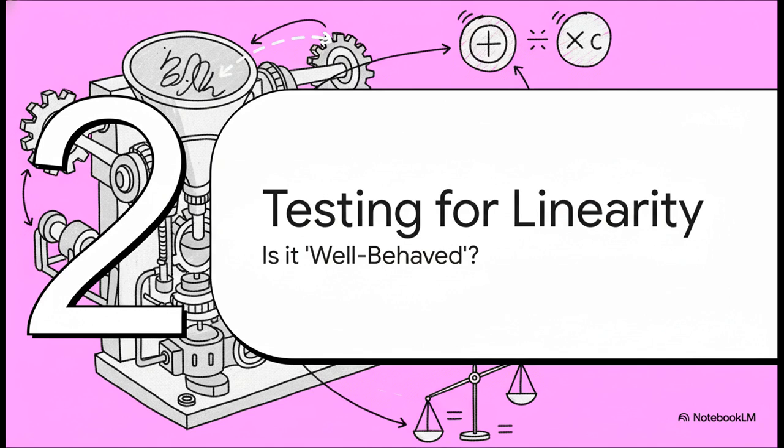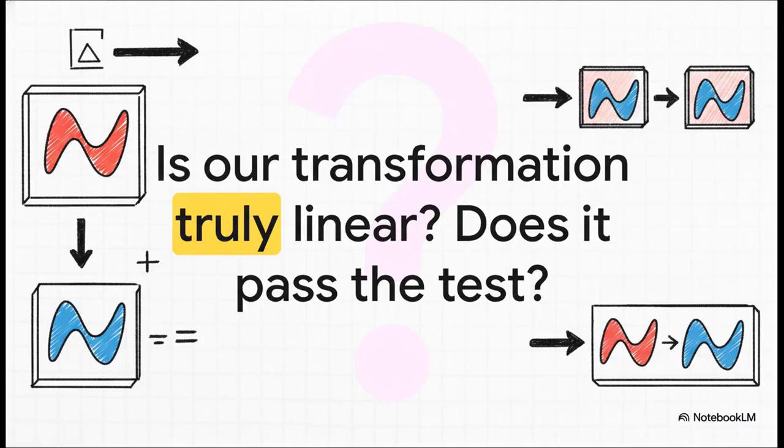So what does it actually mean to be linear? We're really just asking a pretty simple question here. If we transform a mix of two polynomials, is that the same as mixing their individual transformations? Basically, does our machine play nice with the basic rules of math, like addition and scaling? Let's find out if it passes the test.